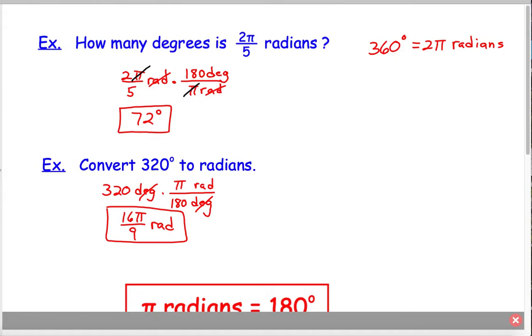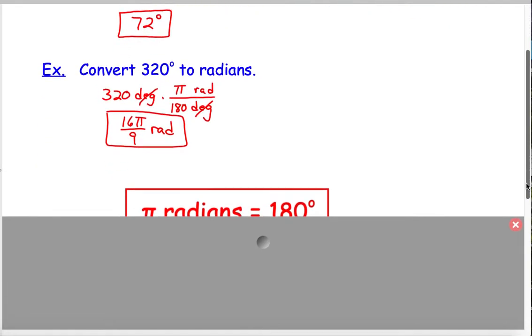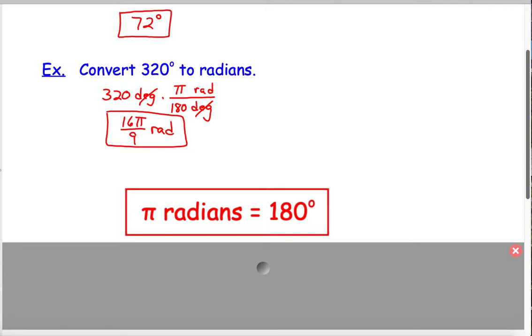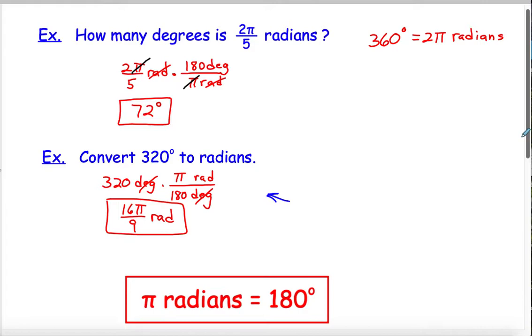So the important thing to remember when you want to convert back and forth with angles between degrees and radians is that pi radians is equal to 180 degrees. So you're going to multiply by either pi over 180 or 180 over pi, depending on what you want. So if it's given in radians, you want the radians to cancel, so the radians will be in the denominator. If you're given degrees, you want the degrees to cancel, so degrees will be in the denominator.